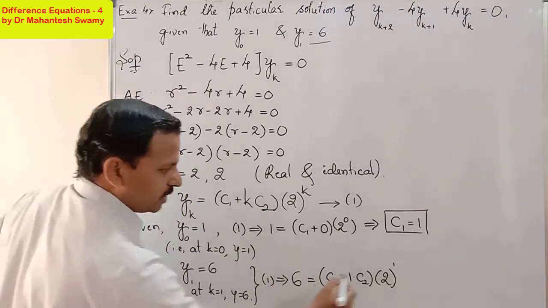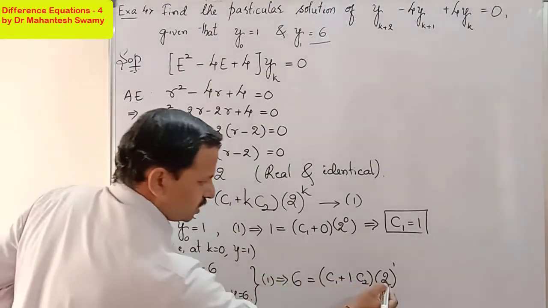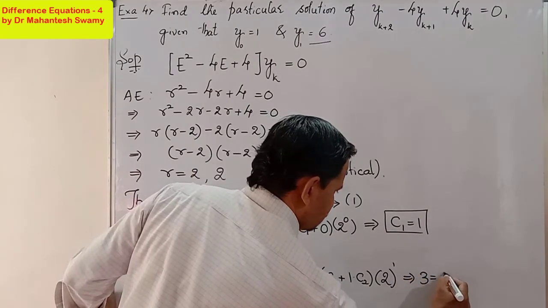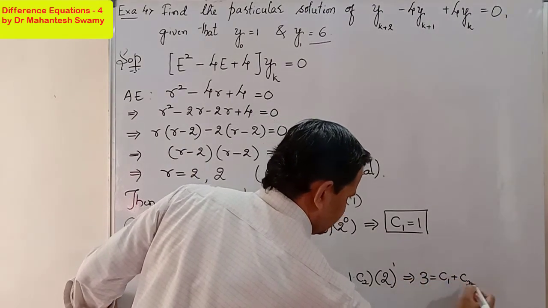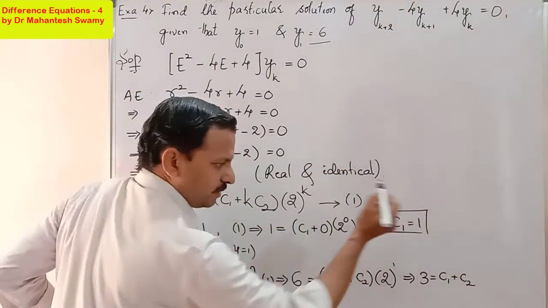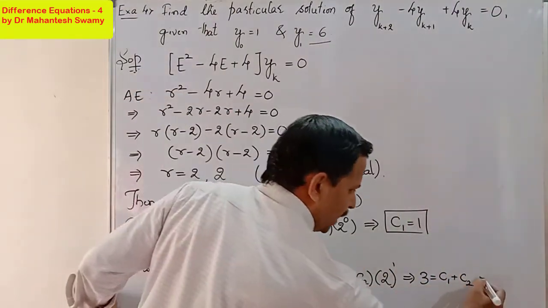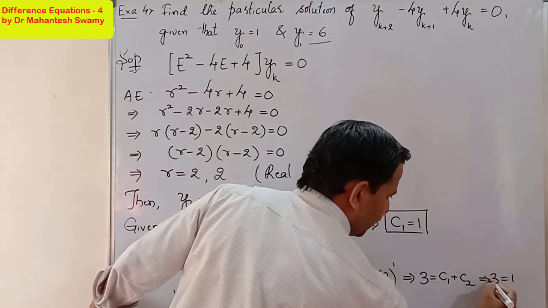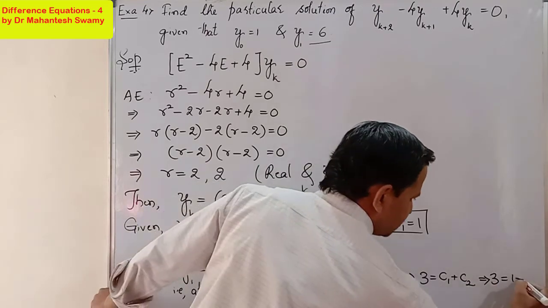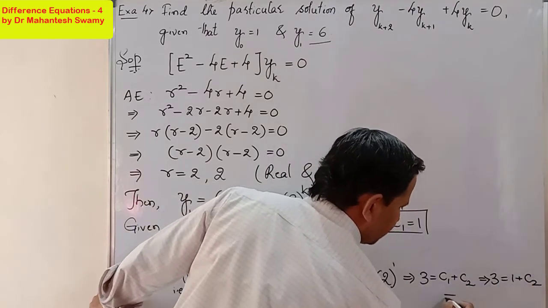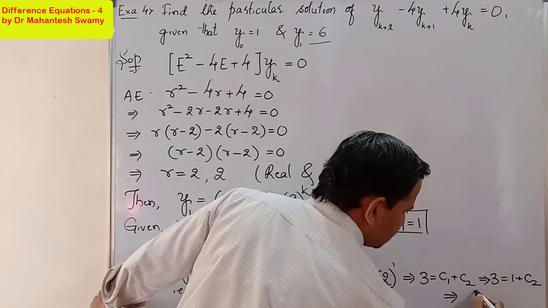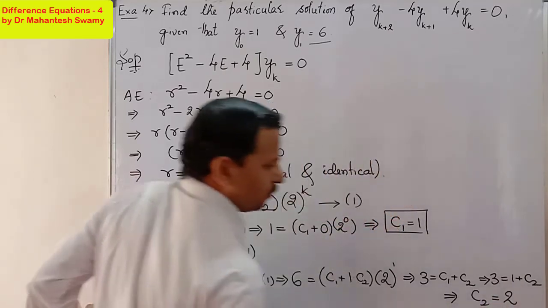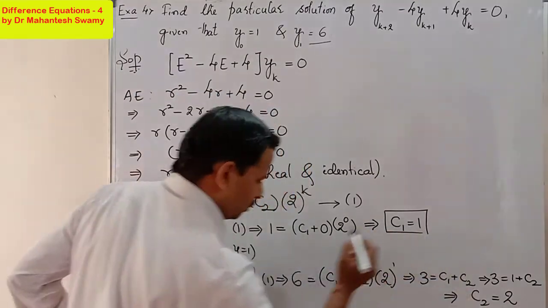If we simplify this by taking 2 to this side, 6 divided by 2 is 3. This implies 3 = c1 + c2. But we know that the value of c1 is 1. Therefore, if we substitute 1 here, it is 3 = 1 + c2, or by taking 1 to this side, c2 is 3 minus 1, that is 2. So we got the values of c1 and c2.